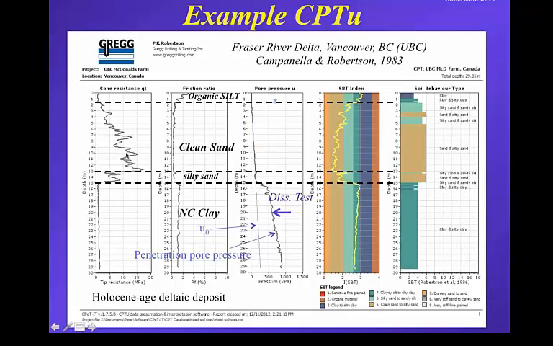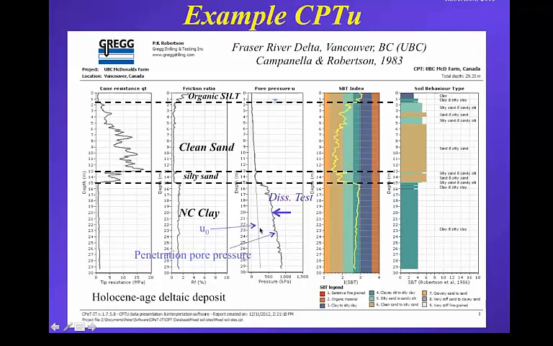In the sand, the water table is up around 1.5 meters below the ground surface. Up in the sand, you can see that it's a fairly clean, free draining sand, so there's no excess pore pressure. Of course there's essentially no dissipation test here because it's free draining, and in this particular case, it is roughly hydrostatic. Then when you enter the normally consolidated clay, it generates large excess pore pressures, three to four times larger than the hydrostatic line.